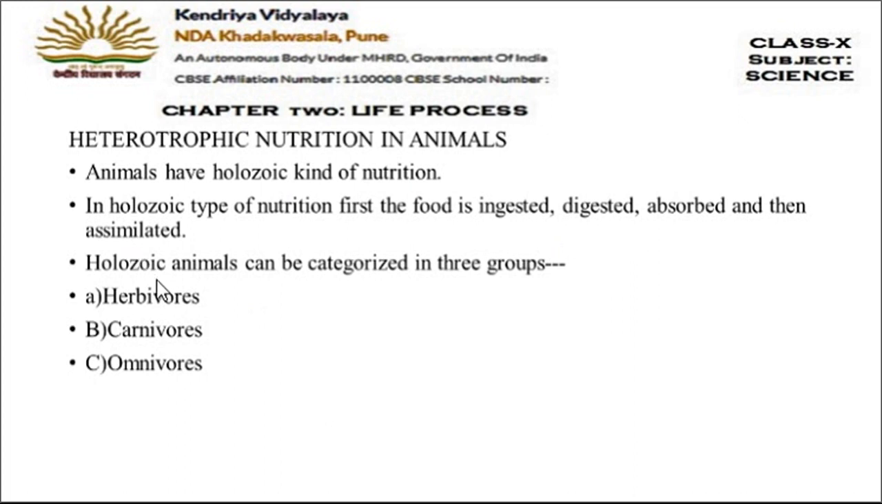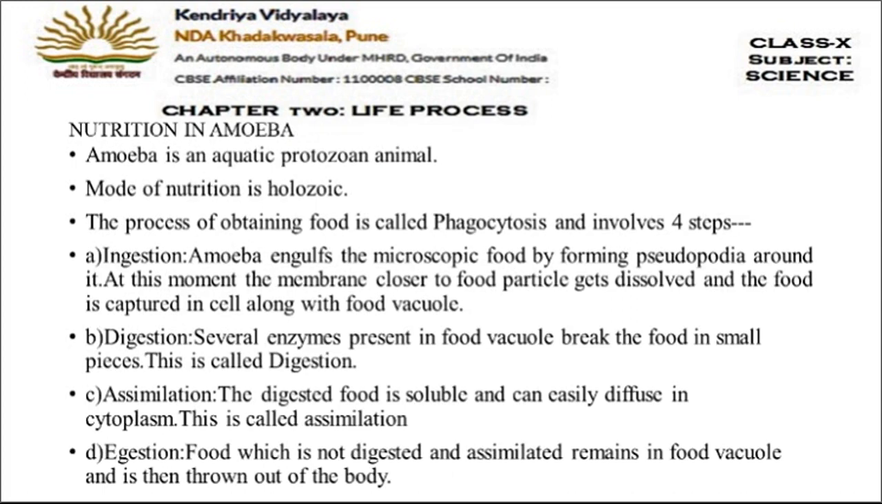And these animals can be categorized into three main groups: herbivores, carnivores, and omnivores. We all know grass eating, plant eating are herbivores, flesh eating are carnivores, and eating both of them, that is plant as well as flesh, they are called omnivores. Examples you know much better. Then the next slide, the last topic of the session, is nutrition in amoeba.